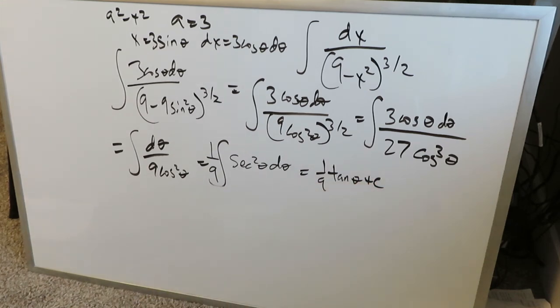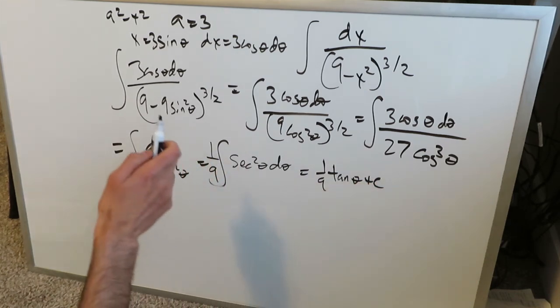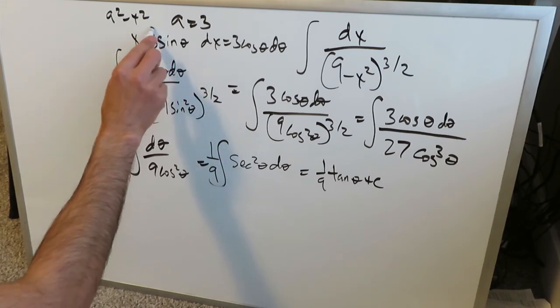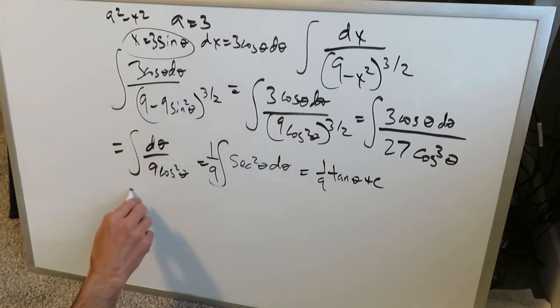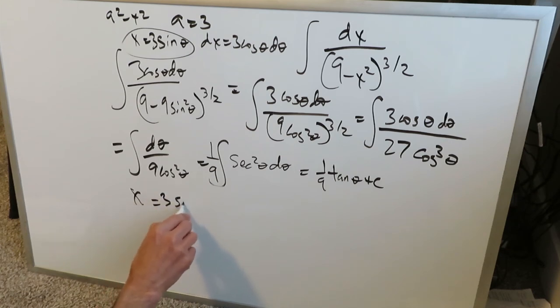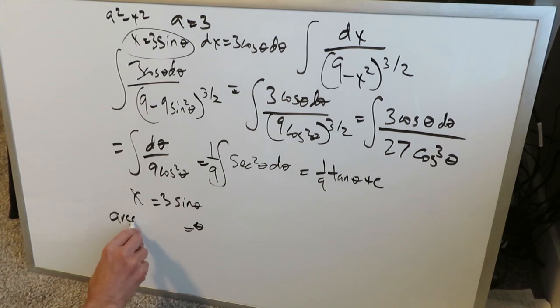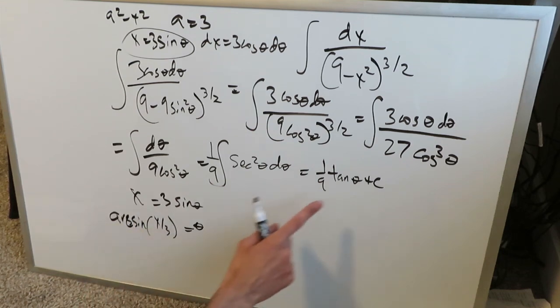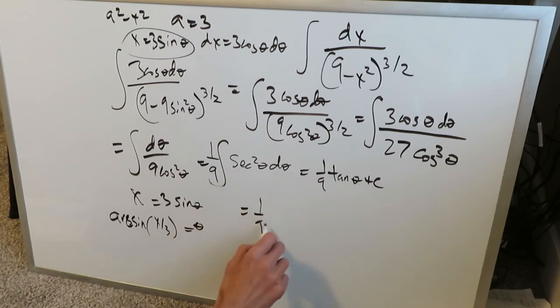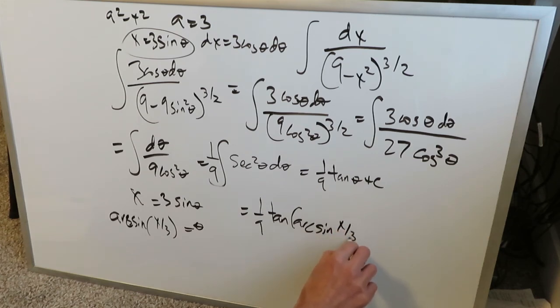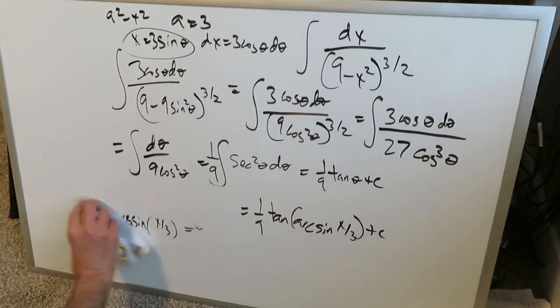But I don't like the appearance of this final answer because I want everything to be with regards to x. You see this x is equal to 3 sine theta. If x is equal to 3 sine theta, theta is equal to inverse sine or arc sine of x over 3. And I can write this in this form. I get 1 over 9 tan arc sine x over 3 plus c. But what does this mean? Tan of arc sine x over 3 plus c. How can we reconcile that?